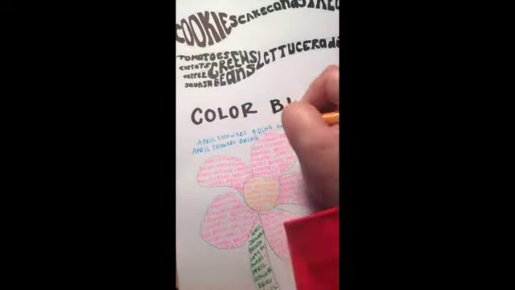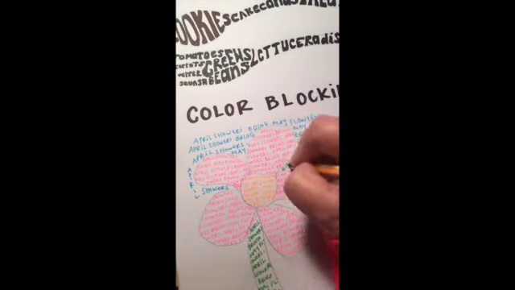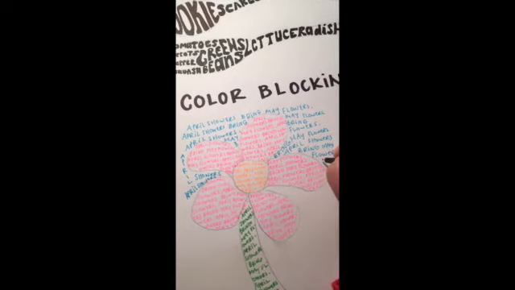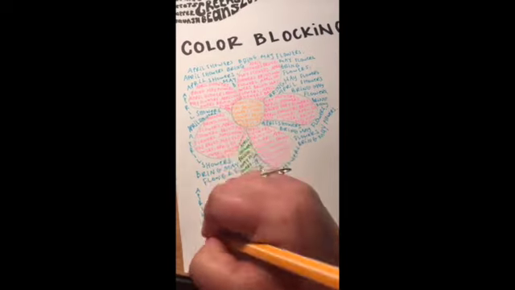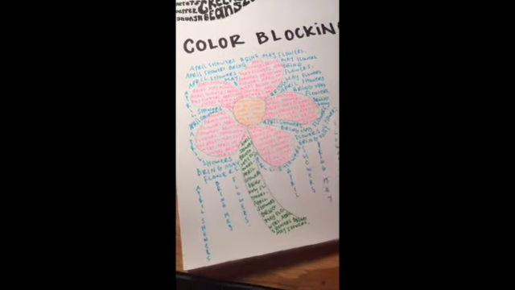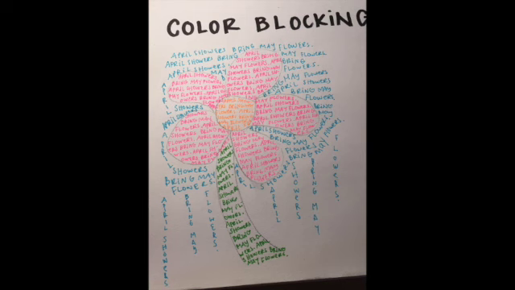And I also decided to do a little bit in my background just to make it look more complete and help the flower to stand out. And again, you can change up the direction. I decided to do some straight up and down, so it sort of almost looked like little raindrops.